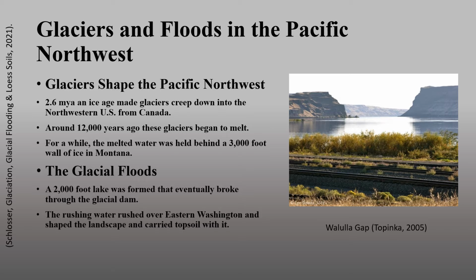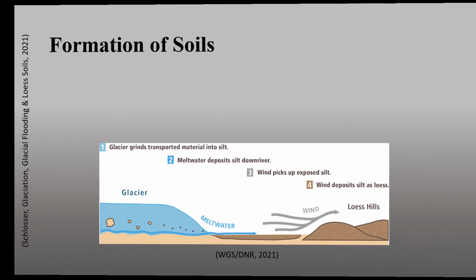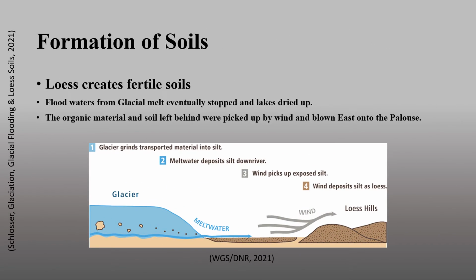Eventually, the water broke through the ice and flooded over much of eastern Washington, exposing the basalt flows and creating the channeled scablands. Eventually, the floodwaters were backed up at Wallula Gap, where they flowed into the ocean. The lakes formed from the floods eventually dried up.